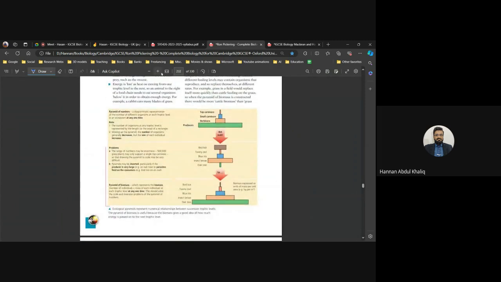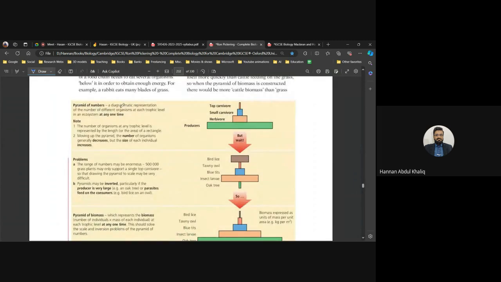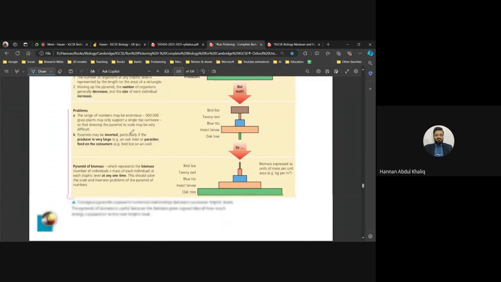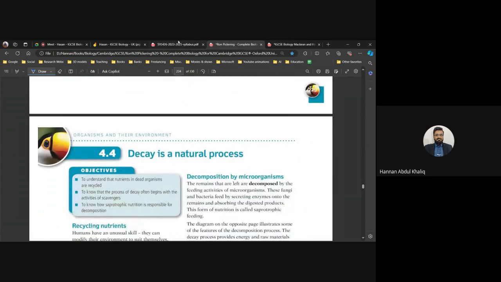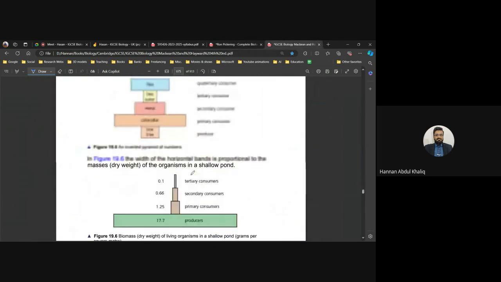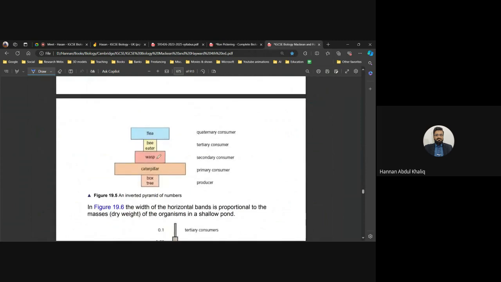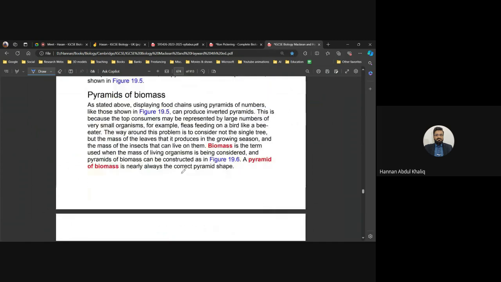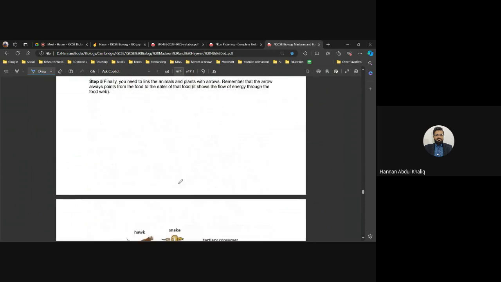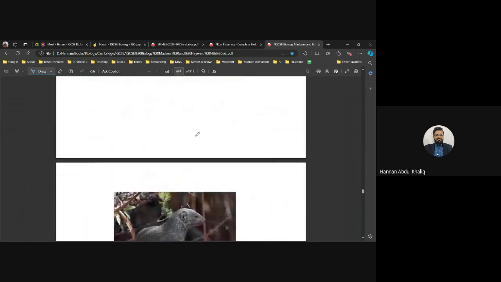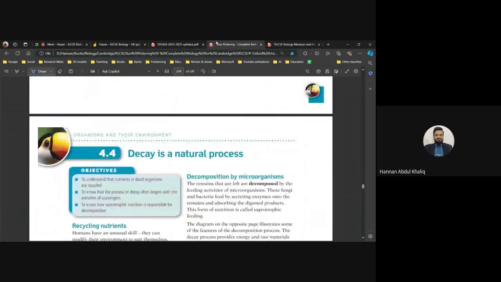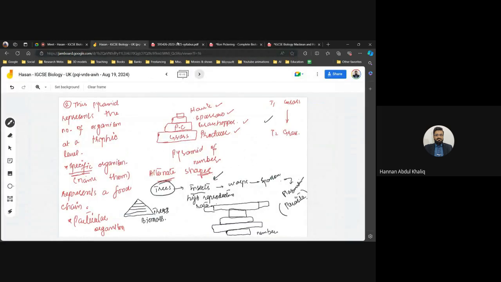Yes. This is a way of representing, like this is the pyramid of numbers. Then this is the pyramid of biomass. They are not showing the exception in this book, but in the other book, they are showing the exceptions. Just look at this one: box tree, caterpillar, wasp, bee eater, flea. The flea basically would be eating the bee eater's flesh when it would be dead. So that basically is the idea of pyramids. We can properly represent the organisms at a particular trophic level with the help of these pyramids.